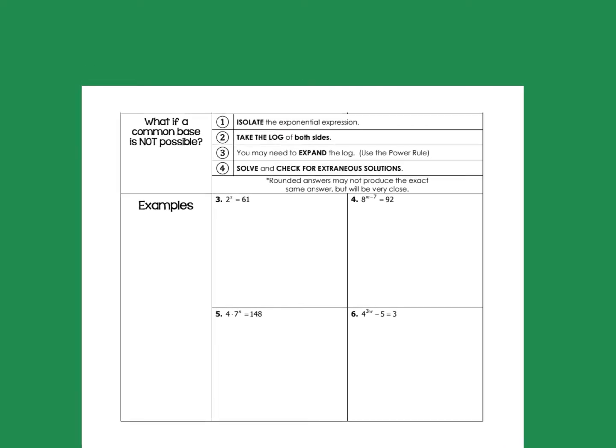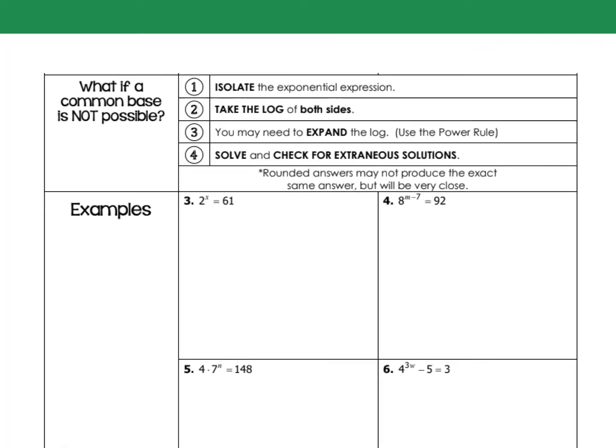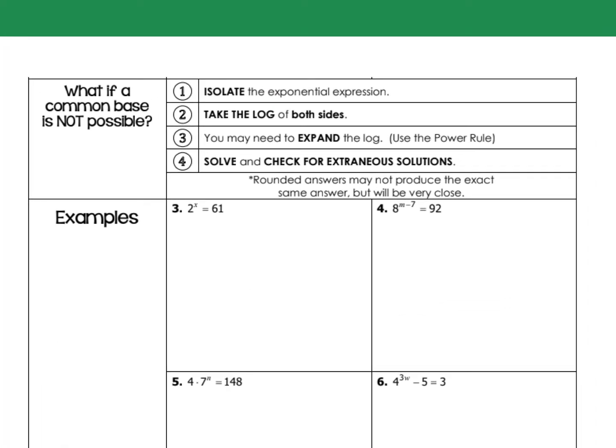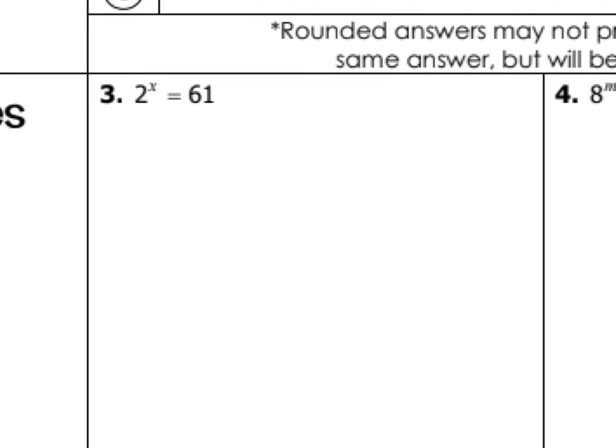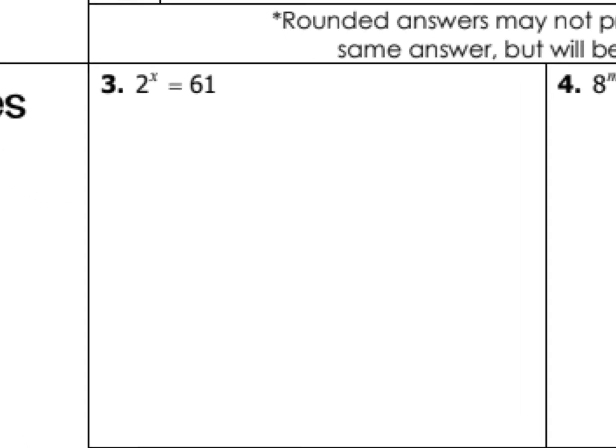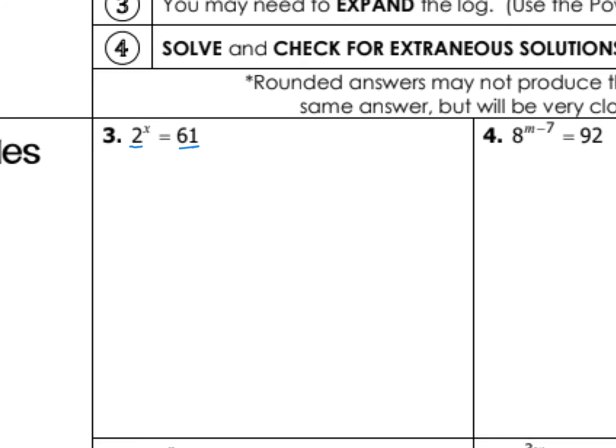Okay. Almost done for the day, but we got a little bit more to do. What if a common base is not possible? So for instance, looking at this, I look at my two bases, which are 2 and 61. If I start writing out my powers of 2, am I ever going to make 2 equal 61? No, I cannot.